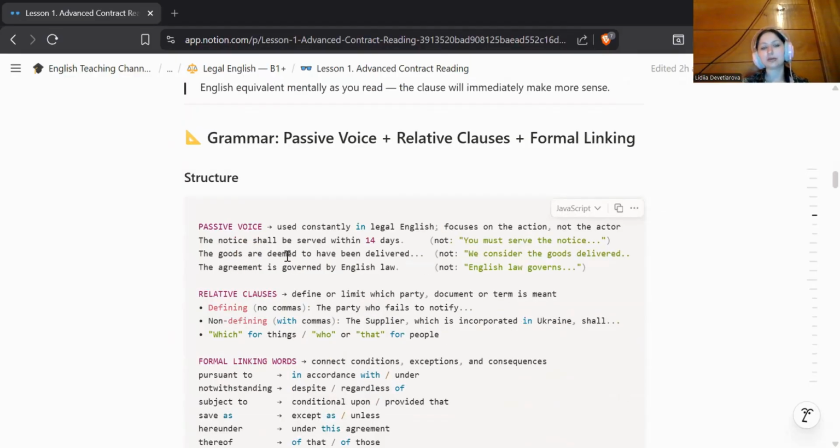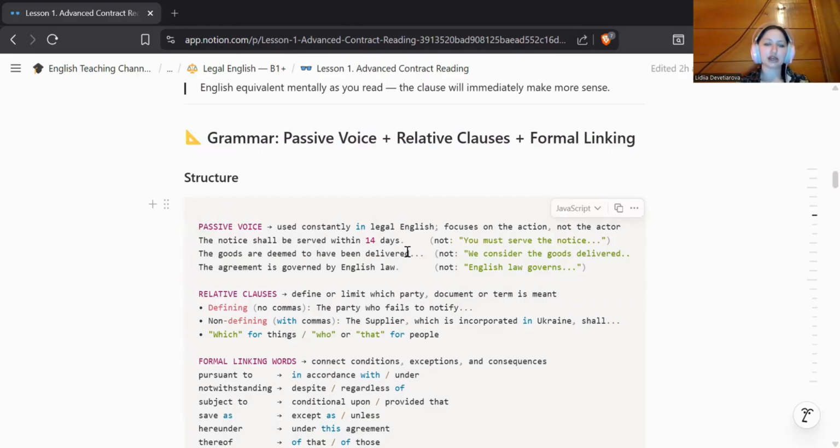So let's go to a little bit of grammar. Today we're going to talk about passive voice, relative clauses, and formal linking. So passive voice. Passive voice is constantly used in legal English. Why? Because it focuses on the action, not the actor, not the person who is completing the act. For example, the notice shall be served within 14 days. Instead of, you must serve the notice, or party A must serve the notice.